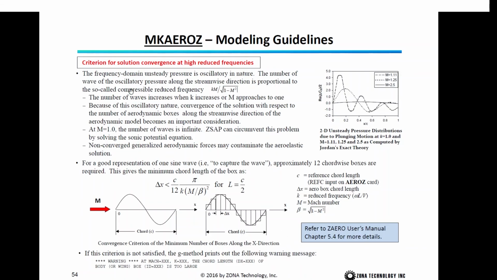We're going to talk about the criterion for solution convergence at a high reduced frequency. The frequency domain unsteady pressure is oscillatory in nature. The number of waves of oscillatory pressure along the streamwise direction is proportional to the so-called compressible reduced frequency, which is reduced frequency times Mach number divided by square root of 1 minus M squared. So the high reduced frequency condition is not only based on the reduced frequency, but also on the Mach number.